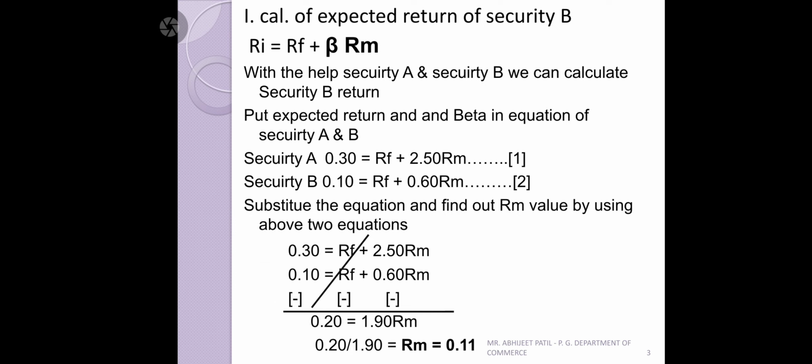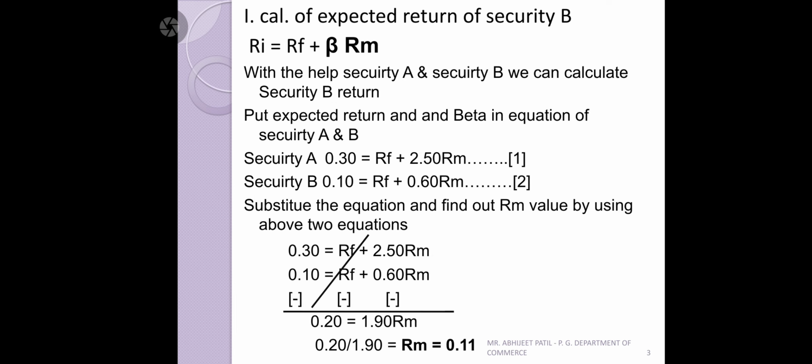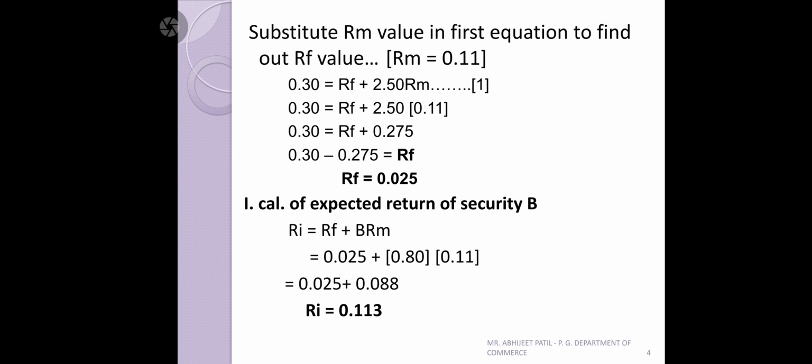Once we find out the RM value, let's find out the risk-free rate of return also. How will the risk-free return be found? By substituting the RM value, that is RM is equal to 0.11, in the first equation to find the RF value. You can use any one of the equations, either the first or the second.